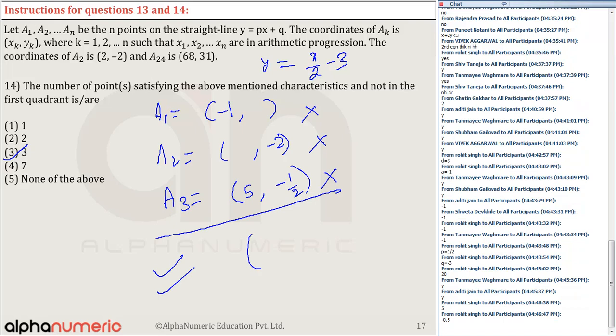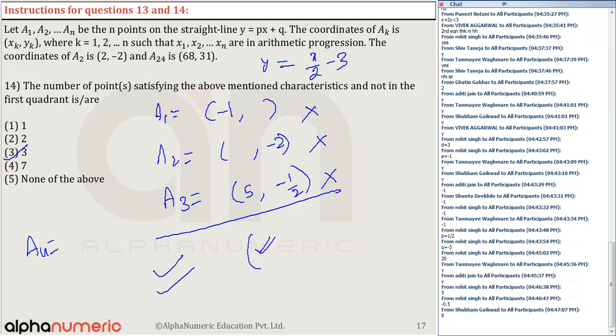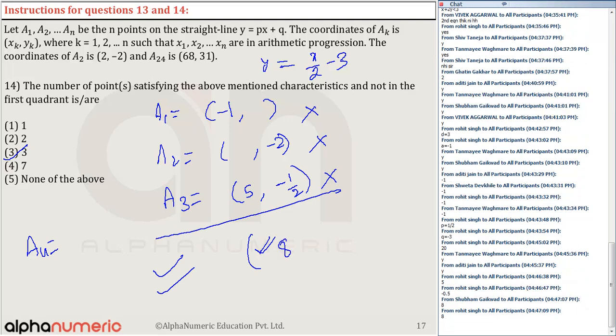Because after this, the x coordinate will be greater than 3. What is the x coordinate of A4? 8. So 8/2 minus 3 is positive. And after that, since it's an increasing AP, the x coordinate will keep on increasing, so y will also keep on increasing. So x and y will always be positive. So only these first three points do not lie in the first quadrant. Is that clear to all of you now? Can I move ahead?